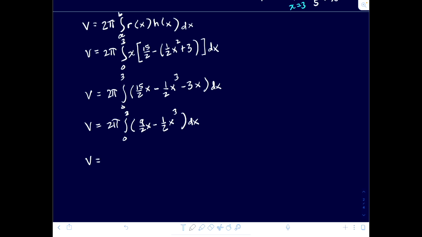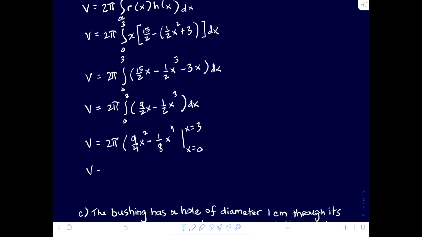So our volume would be 2 pi times. Integrating, we would get 9/4 x squared minus, it would be 1/8 x to the 4th, and that's going from x is 0 to x is 3. So the volume would be 2 pi times, do you see the lower limit, x is 0, would just zero out.